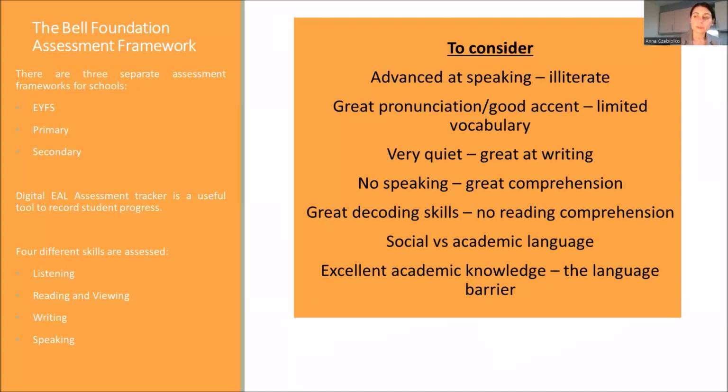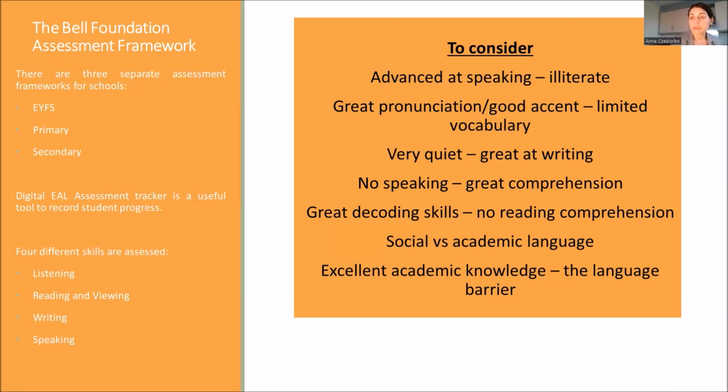When we use these frameworks, we assess 4 different skills: listening, reading and viewing, writing, and speaking. And this is the key point, that we have to consider different aspects of learning a language. We will meet students who are advanced at speaking, but they may be illiterate. We have children who present great pronunciation skills, but they operate within a very limited vocabulary range. There are some very quiet children, but they are really good at writing. We have some EAL students who don't speak at all, but they understand really well.